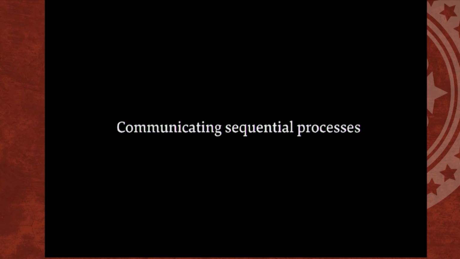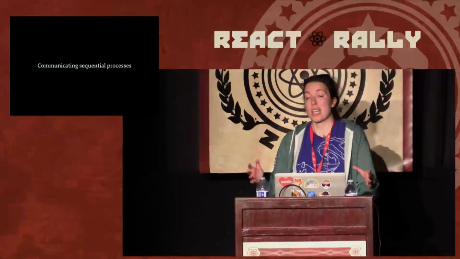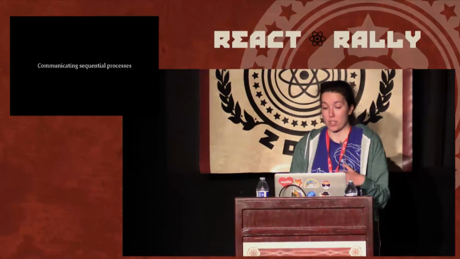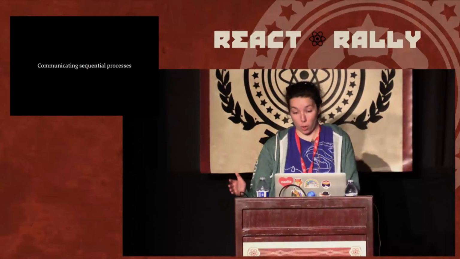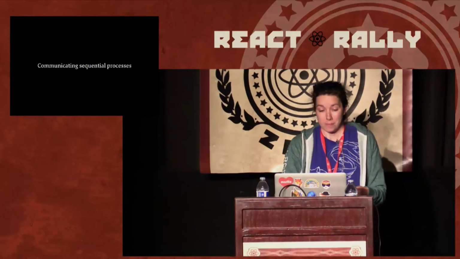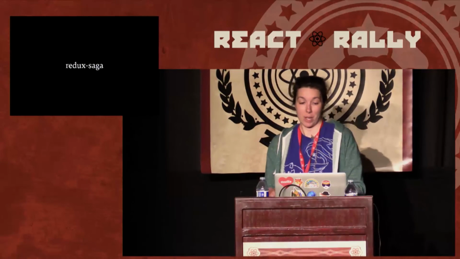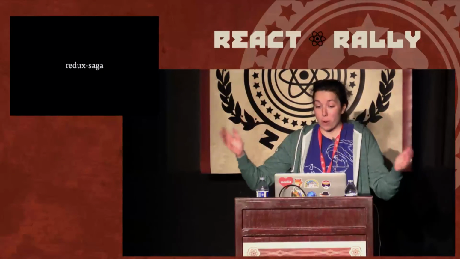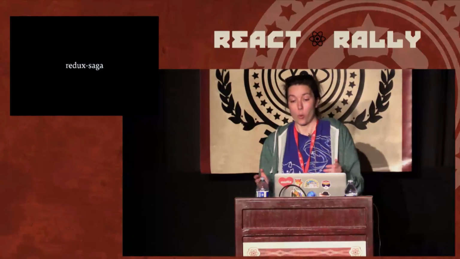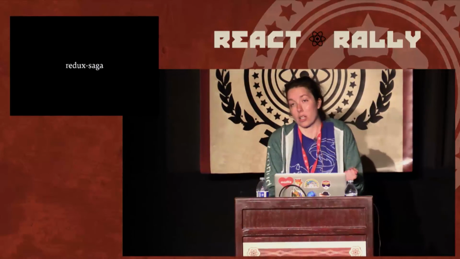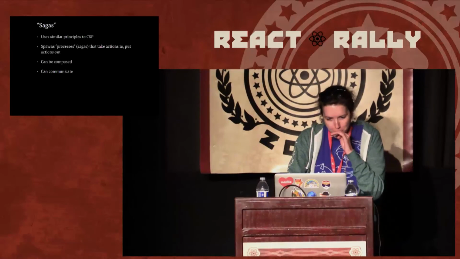So when I first wrote this talk, what I was going to show you was an implementation of something called communicating sequential processes. This is a model of concurrency that is adopted in many languages, including Go and Clojure. But it turns out that I'm already at 22 minutes in my talk, and also that there's this project called Redux Saga, which actually uses a lot of the same principles. So I figured it might be neat to talk about that instead, very briefly.